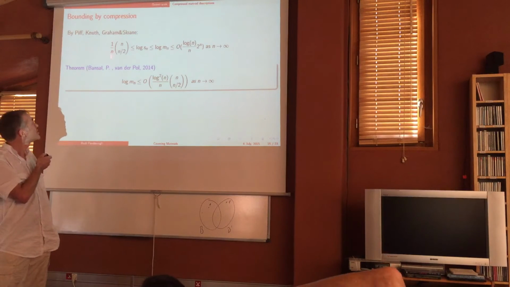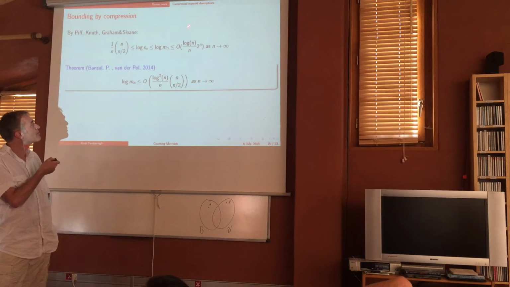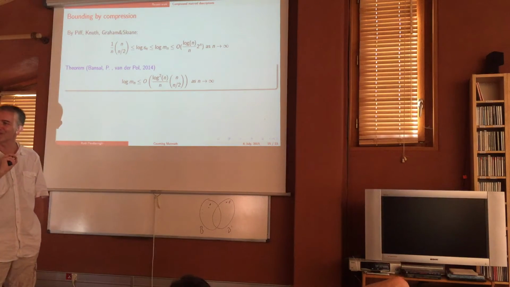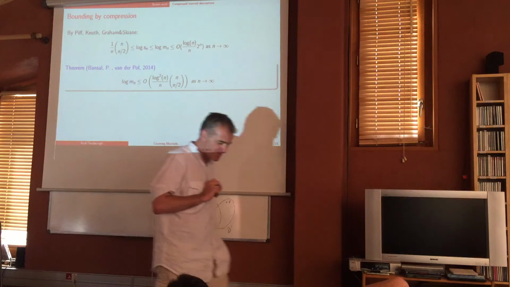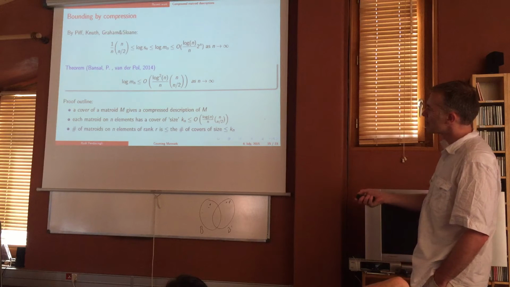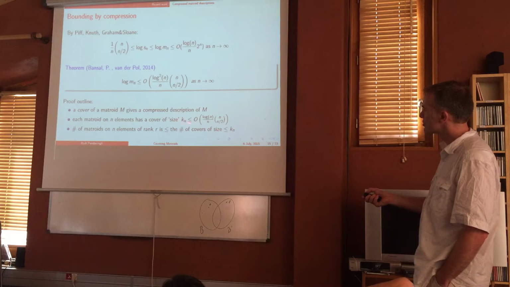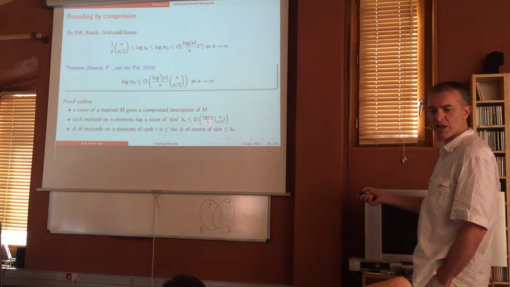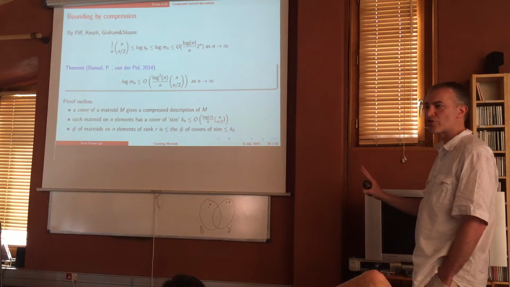So what we have so far is this lower bound by Knuth, and this upper bound by Piff, and as you can see, this is getting a bit better because we replaced the 2 to the power n by this binomial coefficient, which is square root n better. And indeed, we do it just like Piff. We make some compressed representation, which we call a cover of the matroid, and then the size of this cover is going to be of this order, and then you count the number of those covers.